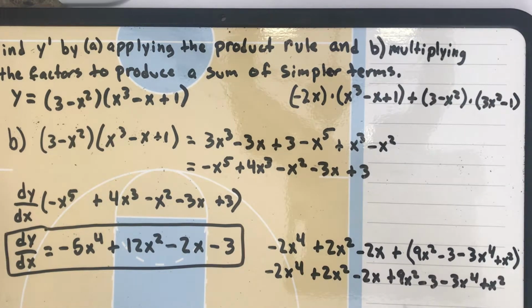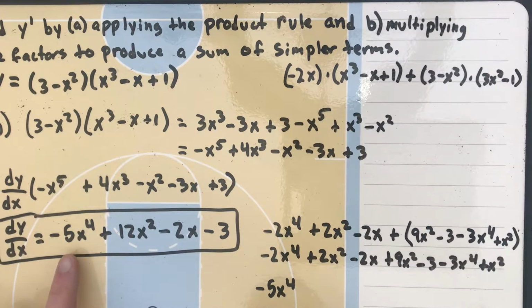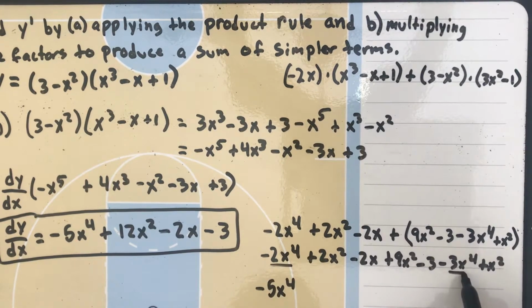Let's start with the highest terms we have. Negative 2x to the fourth and negative 3x to the fourth give you negative 5x to the fourth. Notice we got the same term in each. We've got the same term here as we have here, negative 5x to the fourth. And that was combining this together with this.